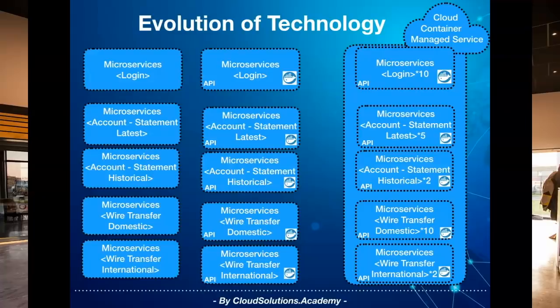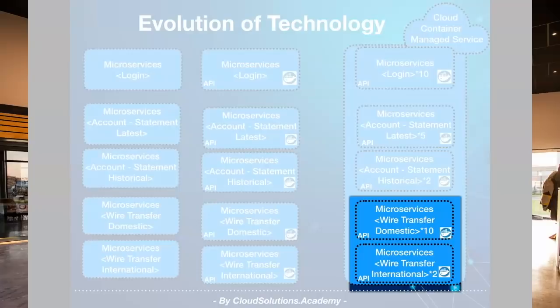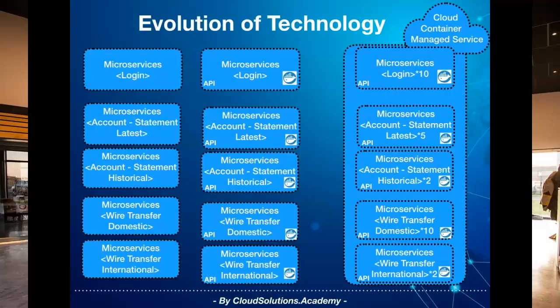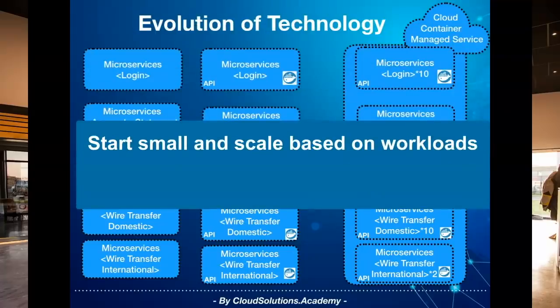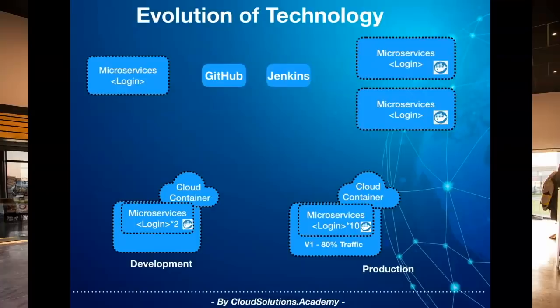So with containers, you can package, deploy and scale microservices. For instance, you can have 20 instances of the user login microservice application, 10 instances of the payment system, and probably 2 instances of historical account statements as they are sparingly used. And all these microservices can start small and scale based on actual workloads using a container management platform like Kubernetes offered by the cloud vendors.